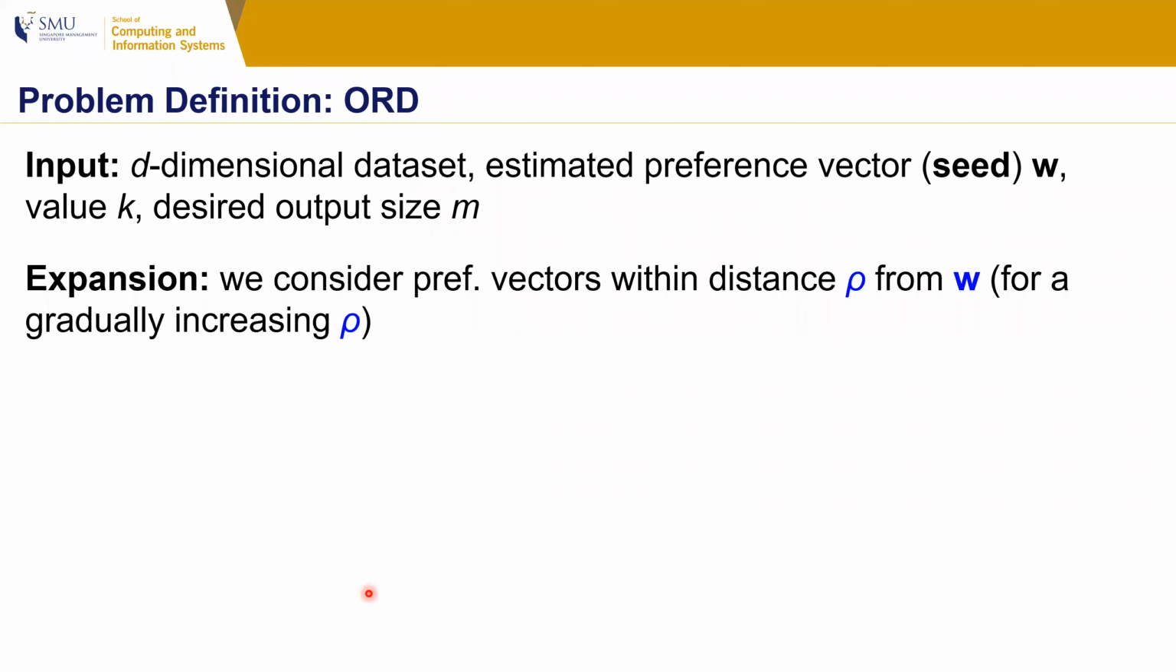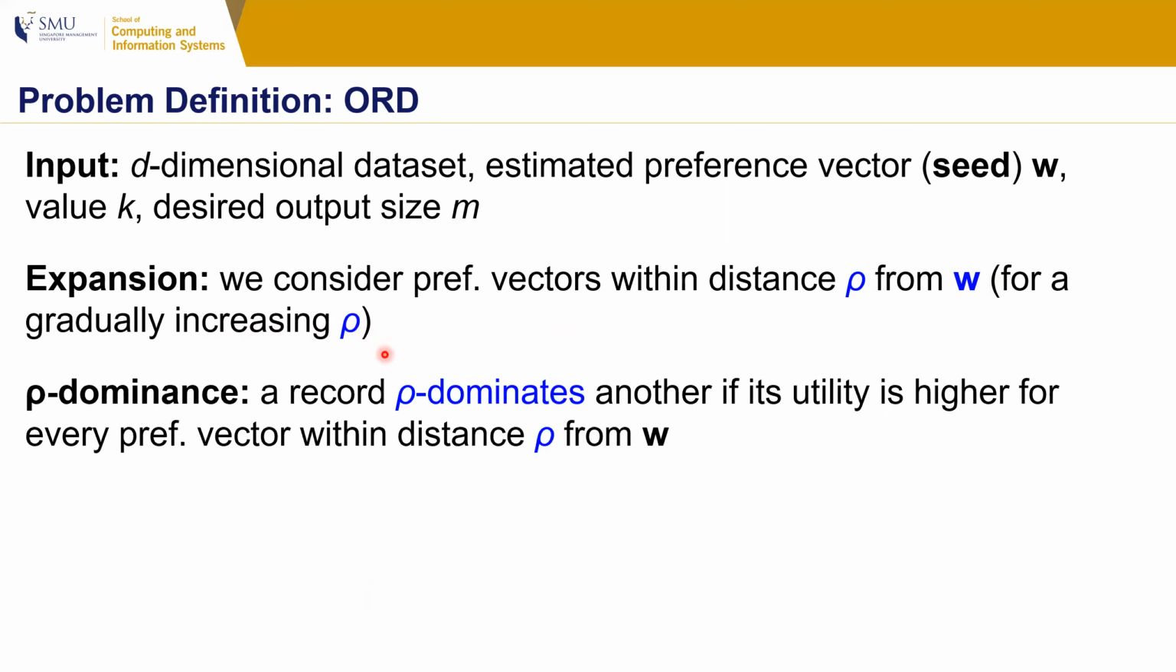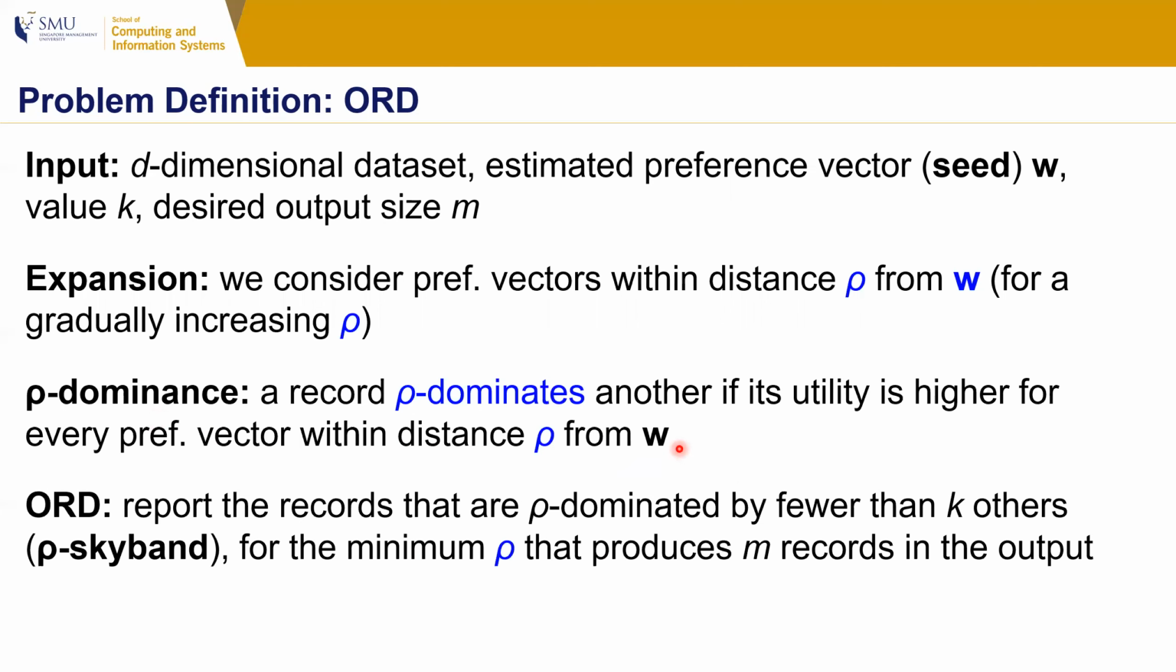Now, for the expansion, what we do is consider preference vectors that are within a radius rho from the input SID vector for a gradually increasing rho. This refers to the expansion process. We also define the notion of rho dominance. We say that a record rho dominates another record if its utility is higher for every preference vector within distance rho from the SID. Now, what does the ORD output?